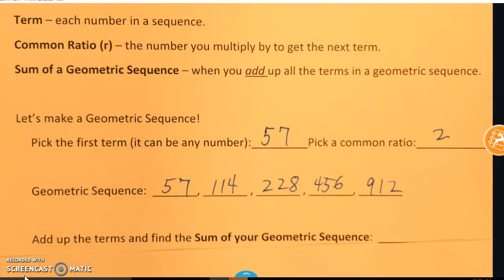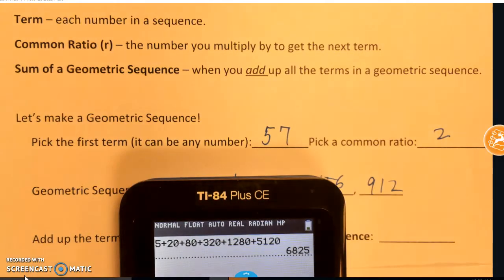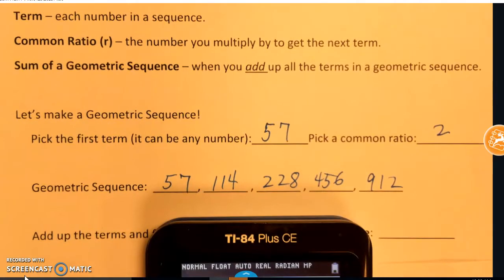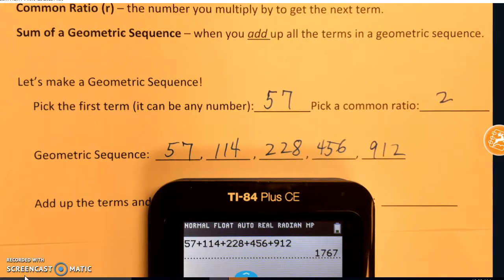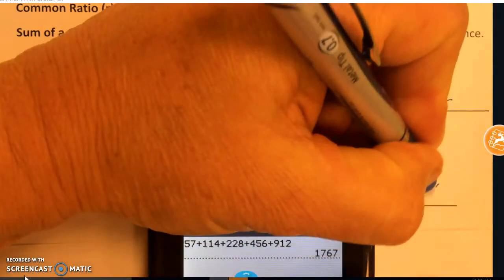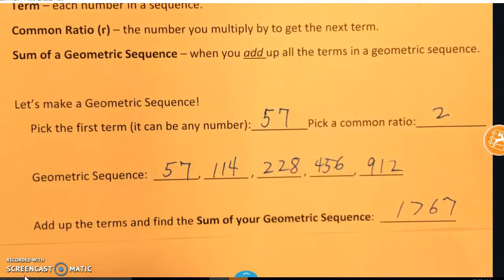Now, let's add up all the numbers in our sequence and find the sum. So if you see my calculator here, I add up all the numbers. Whoops, that's the wrong one. Let's just do the right one. We have 57 plus 114 plus 228 plus 456 plus 912. I add them all up, and I have 1767. Now spend a minute. Find the sum of your geometric sequence.